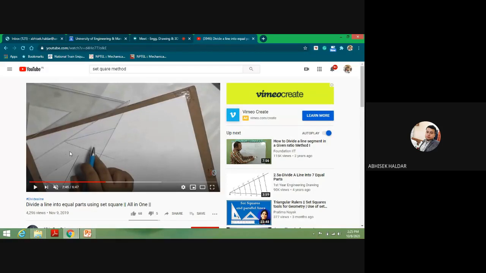So with two set squares, one will be fixed, another will be sliding. But you are not supposed to fix this set square first. First you align this set square with the last arc point to the last point of the line you have joined. Then you place this set square, then you fix it. After that, when you are fixing it, obviously this set square will slide over that, horizontally. Now let us see.